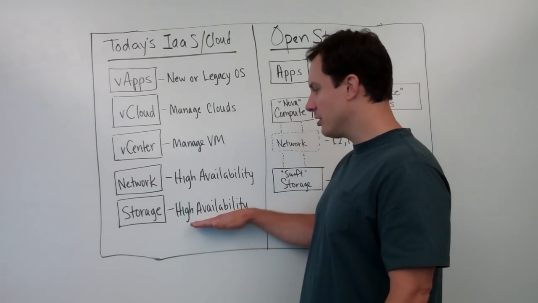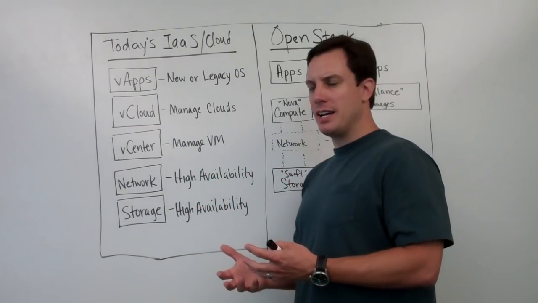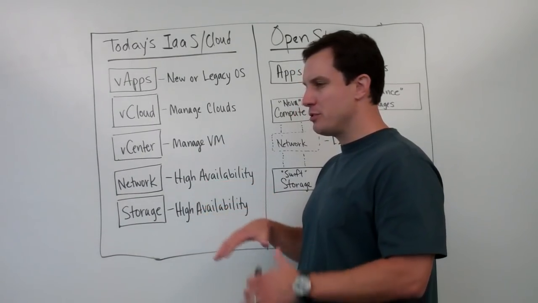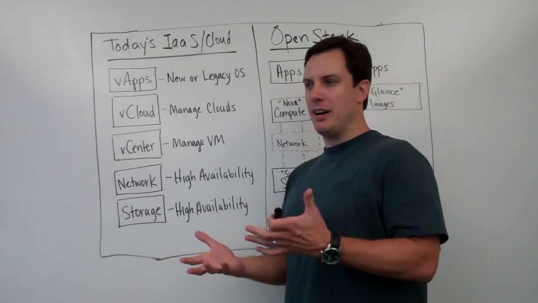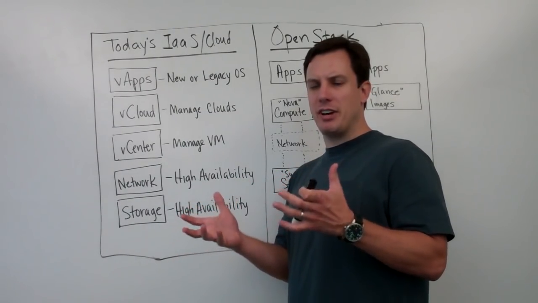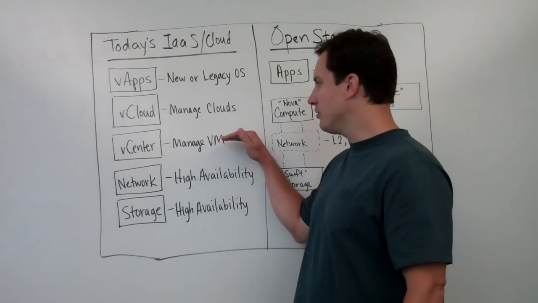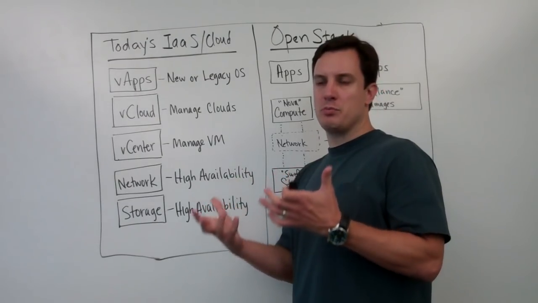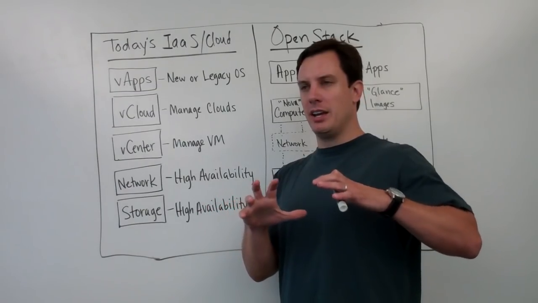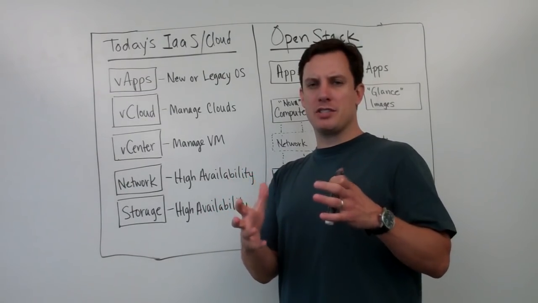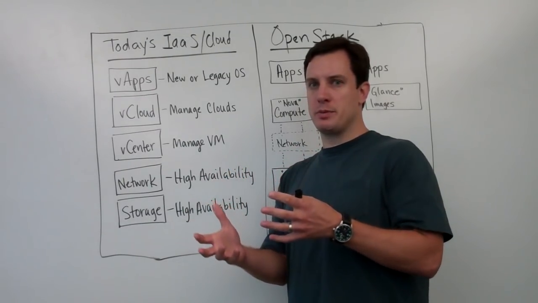You've got storage, which is built to be highly available using RAID and a number of other high availability technologies. You've got the network infrastructure, which is built to be highly available using HSRP, VRRP, VSS, multi-link, lots of high availability capabilities within the infrastructure, both at the network and the storage layer. You've got something that's going to manage your virtual machines, so something like vCenter. You've got something that's built to manage clouds, or the concept of tenants or customers or multiple groups of VMs that are for a specific business or a specific function.